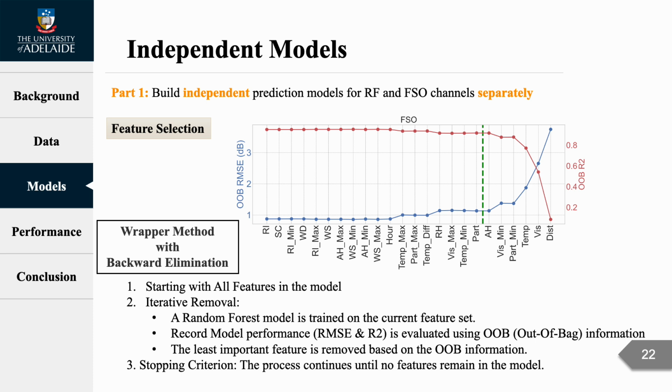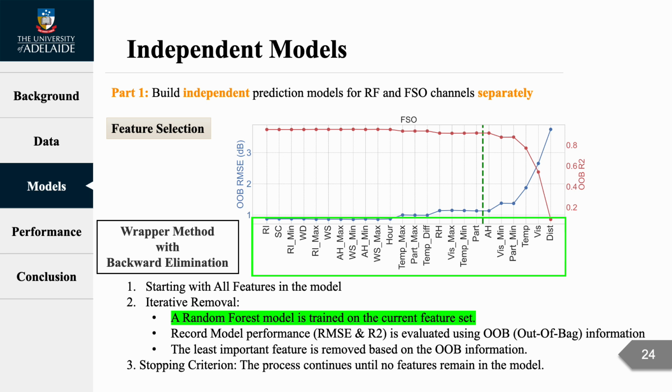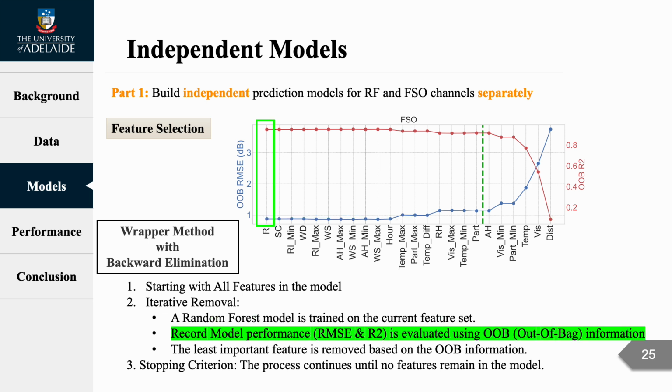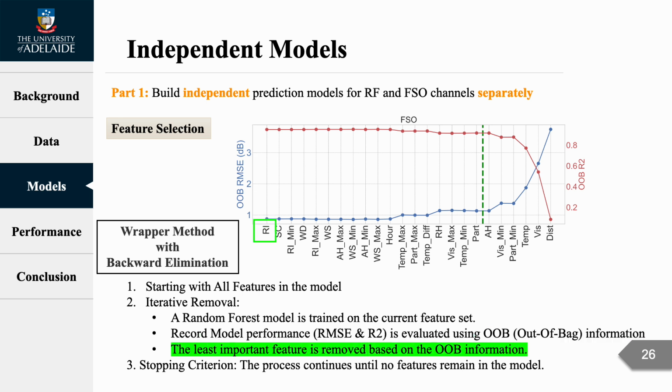I use a wrapper method with backward elimination, which can be a bit involved, so here's a quick overview. I'm using the FSO generic model's feature selection as an example. First, we include all available features in the model. Then, we train a random forest and measure its performance using RMSE and R-square. Next, we identify and remove the least important feature by OOB information.